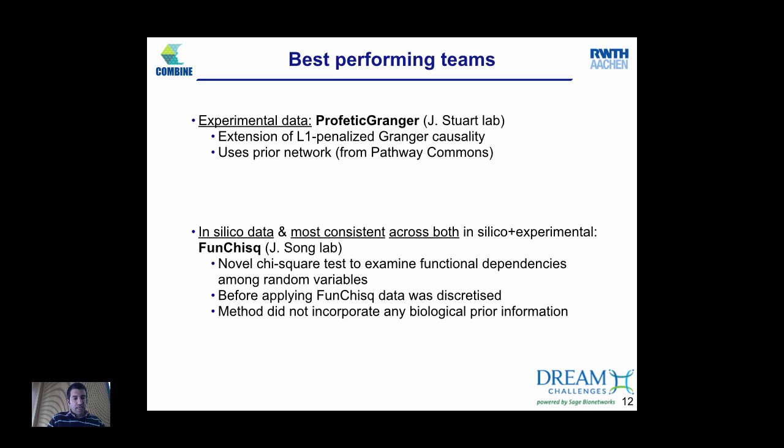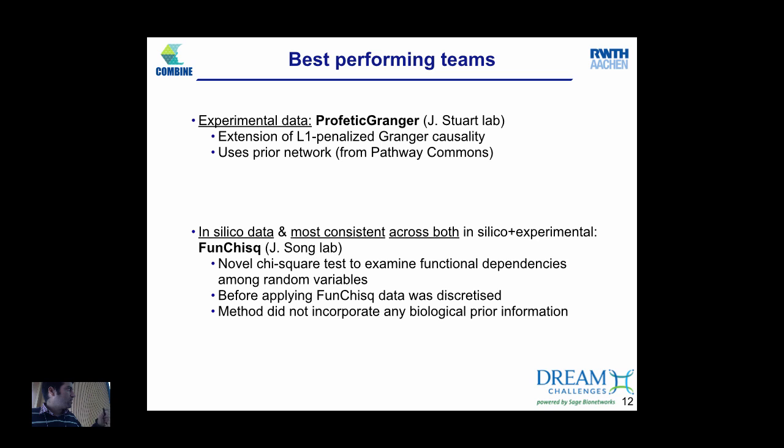And they discretize the data, and then they develop a method. There is the known Pearson chi-square test to see if the distribution of values of two variables are different or not, and they developed a variant or improvement of that, which they call the functional chi-square test.